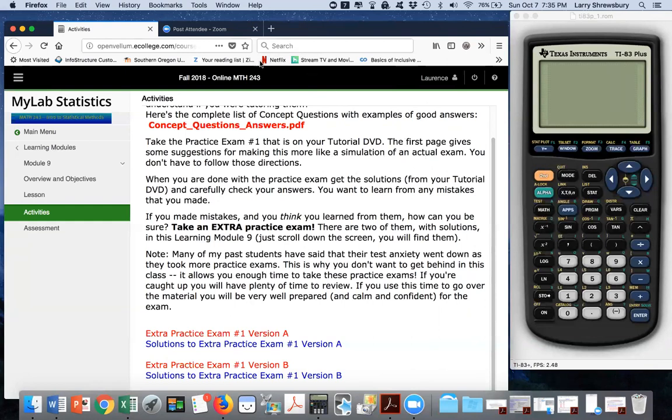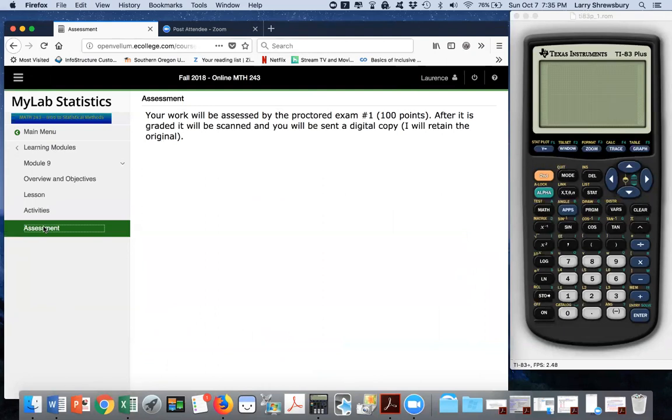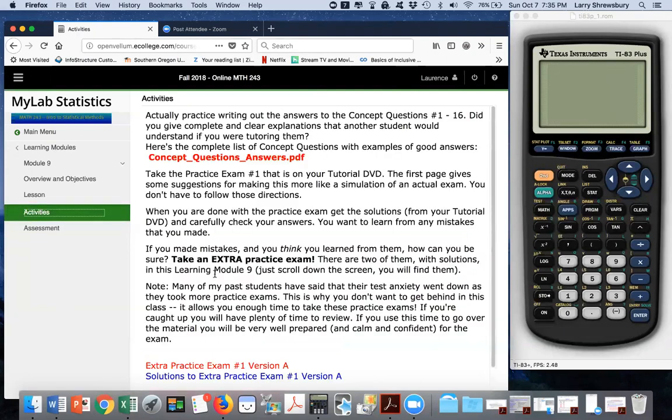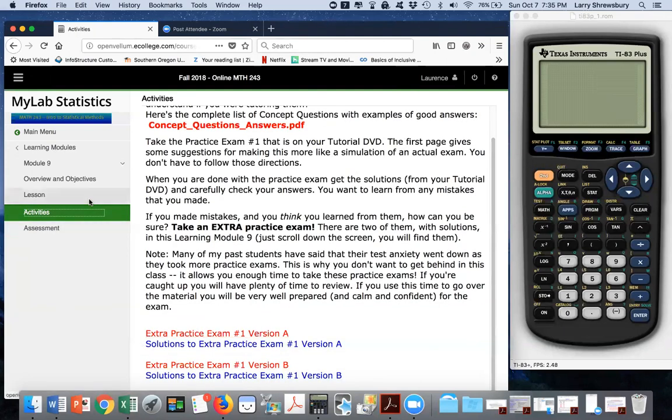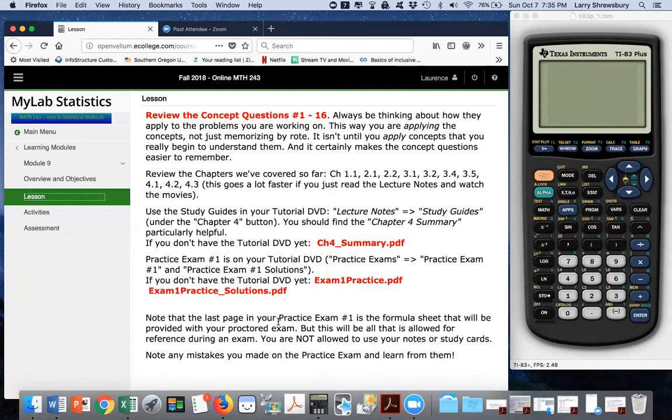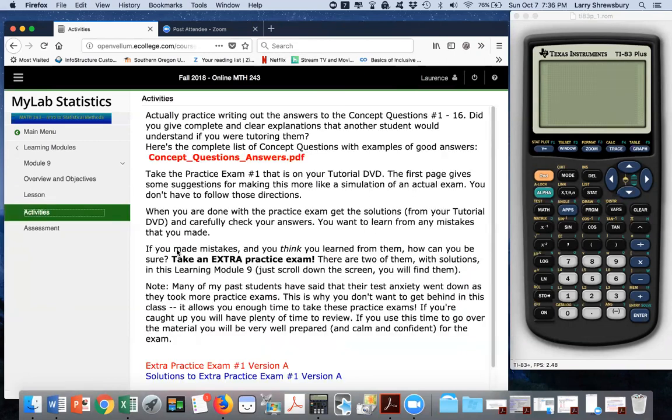All right, well, let's continue on here. You've got these practice exams with the solutions, and then after that, you can get the extra practice exam. So notice that the lesson had the first set, the practice exam and solutions. That's the same ones on the tutorial DVD. And the activities has the extra ones.